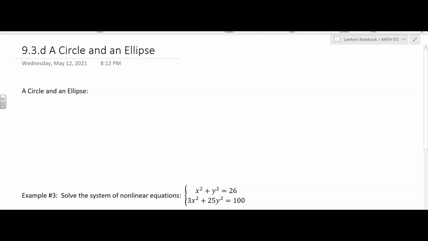Okay, so now we're going to look at a circle and an ellipse. So maybe you have a circle like this, and then maybe the ellipse is big like this, and it's around it. It's kind of an ellipse. And they don't intersect at all. No solution.